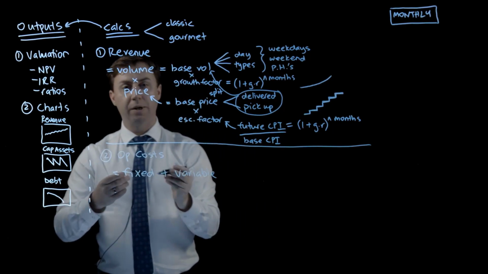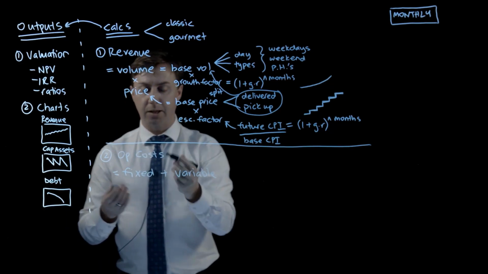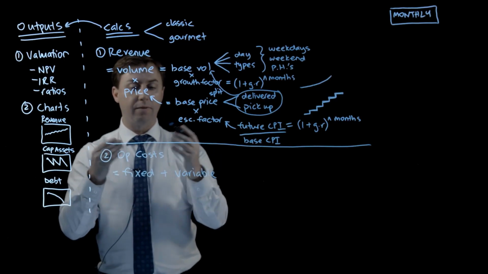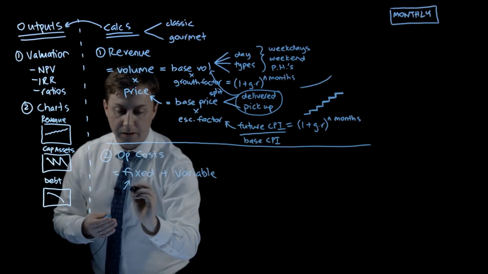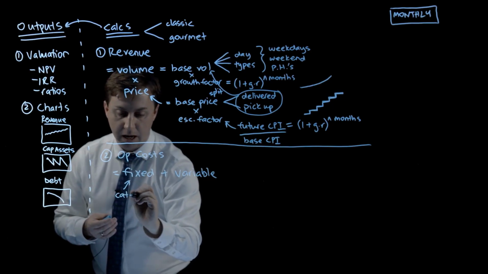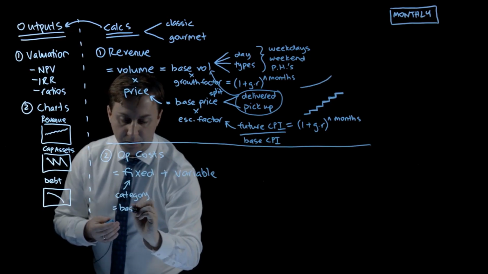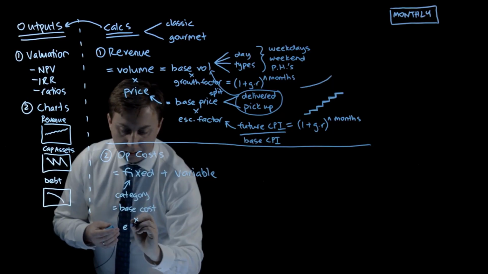Now, fixed costs will be all those types of categories of costs that aren't affected by our volumes. So things like salaries, rent, utilities, things that will be whatever they are, regardless of how many pizzas we're selling. So how we're going to reflect those in the model is for each category, we're just going to have a base cost amount multiplied by an escalation factor.